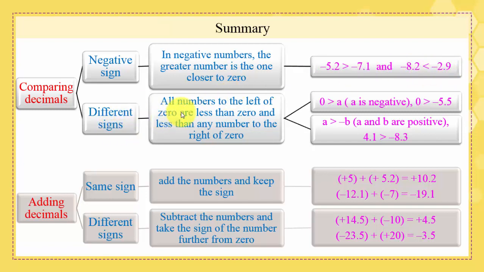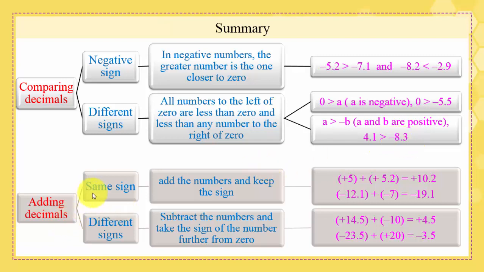Different signs: all numbers to the left of 0 are less than 0 and less than any number to the right of 0. If 0 is greater than A, then A is negative. 0 is greater than minus 5.5. If A is greater than minus B, A and B are positive. 4.1 is greater than minus 8.3.